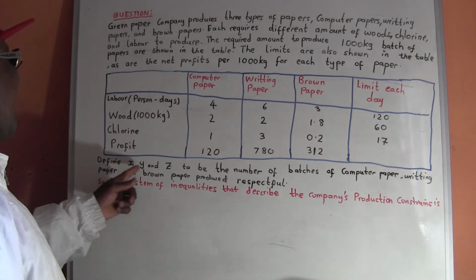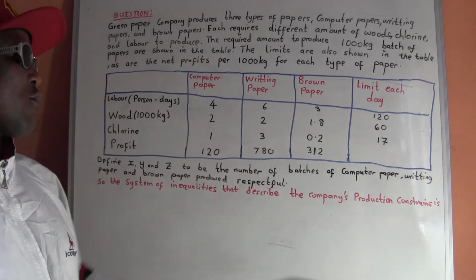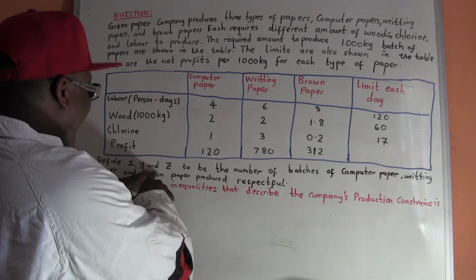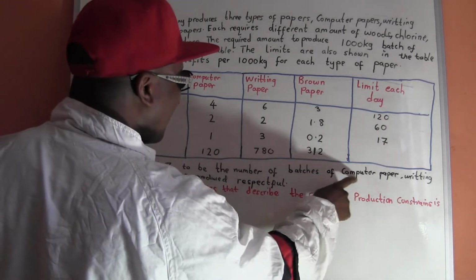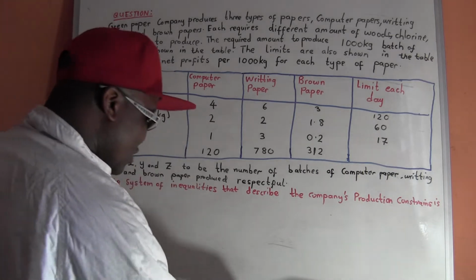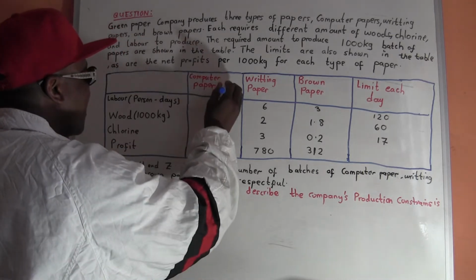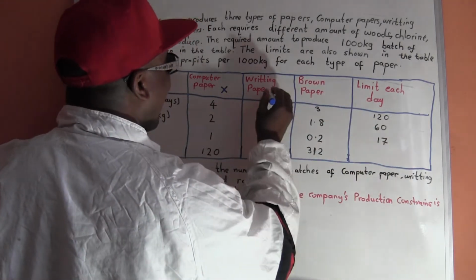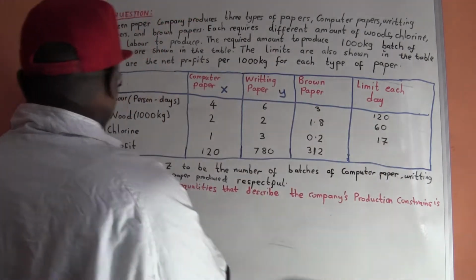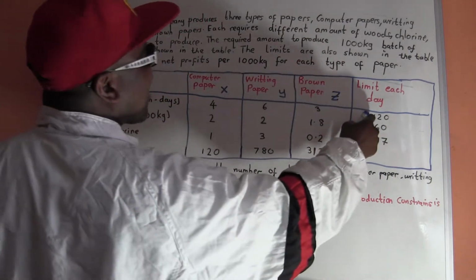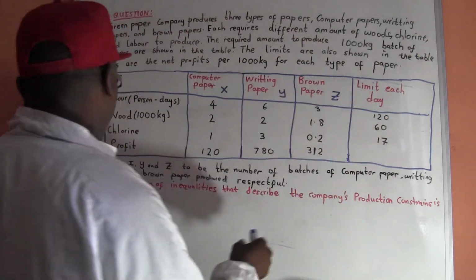So now they say define X, Y, and Z to be the number of batches of the computer paper, writing paper, and brown paper. X is for computer paper, so I can just say here X, Y for writing paper, and Z is for brown paper. But all this cannot go more than 120. This is a limit per day.